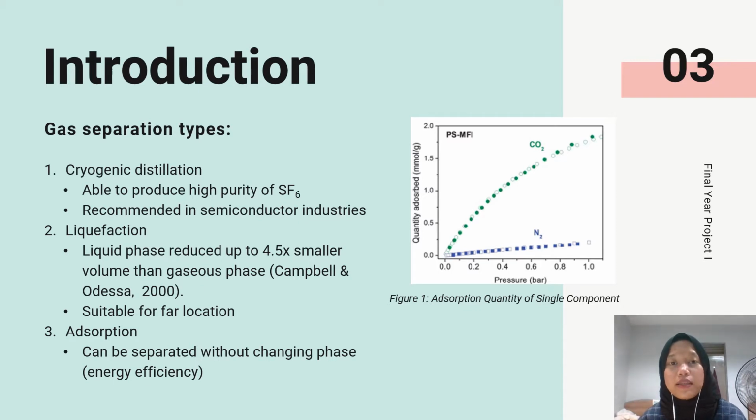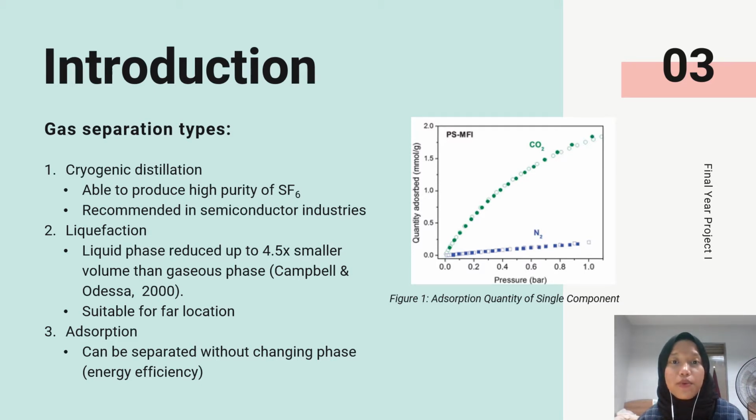Alright, so the second method is liquefaction. So what is liquefaction? Liquefaction is a process where the component undergoes a phase change from the gas phase to the liquid phase. This method could save volume up to 4.5 times smaller in the liquid phase, which is suitable for far distances between the resources and the processing plant. Right, so the third method is adsorption.